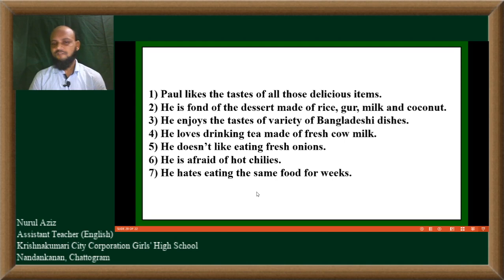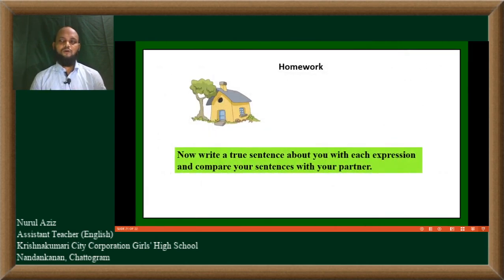He hates eating the same food for weeks. So these are the sentences. You can rearrange these yourself according to likes very much to dislikes very much. Good luck. Next, we have a homework for you. This passage or this lesson is very simple, but the text in the passage is a lengthy text. So you can exercise it at home properly, so that you can do it in your exam.